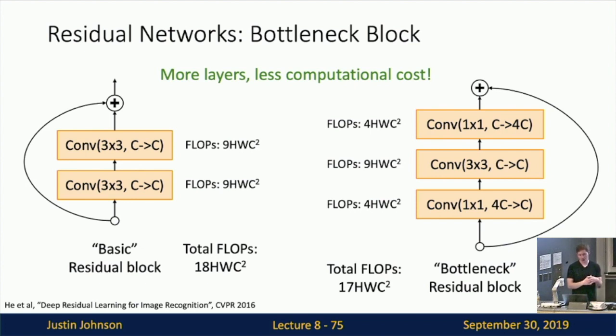So this means that we get less computation, but again, more nonlinearity and more sequential computation. And somehow the intuition is that deeper layers with more nonlinearity should be able to perform more complex types of computation. So by switching from this basic block to this bottleneck block, it lets us build networks that are deeper while not increasing the computational cost.